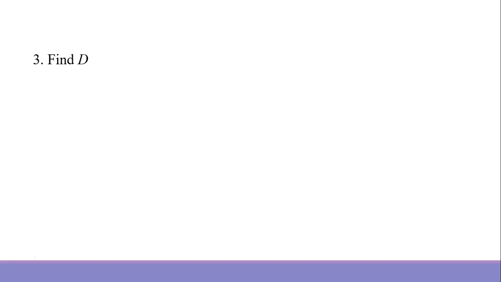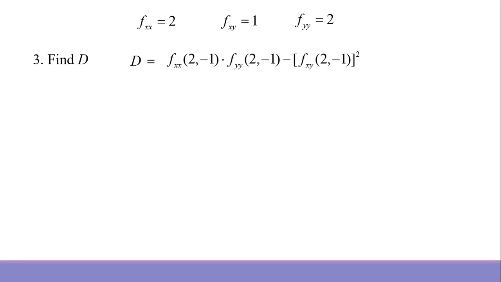Now to determine whether that critical value represents a relative maximum or a relative minimum, we have to find the value of d, which we get by looking at our second partial derivatives. So d is equal to the value of those second partial derivatives when we substitute 2 in for x and negative 1 in for y. But in this case, all of the second partial derivatives are constants, so we really have nothing to substitute in for an x or a y.